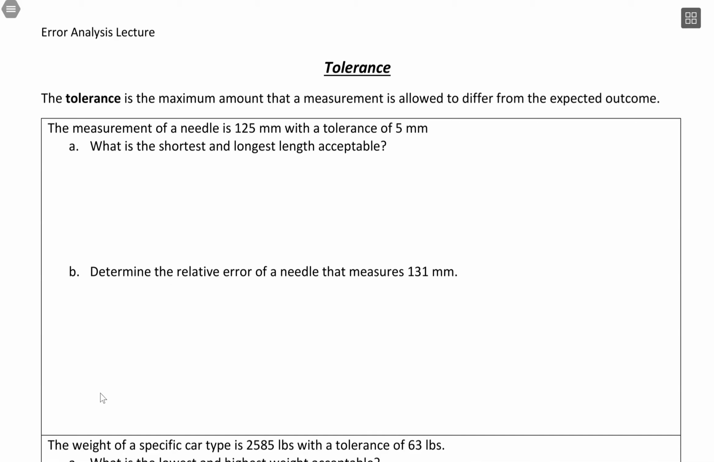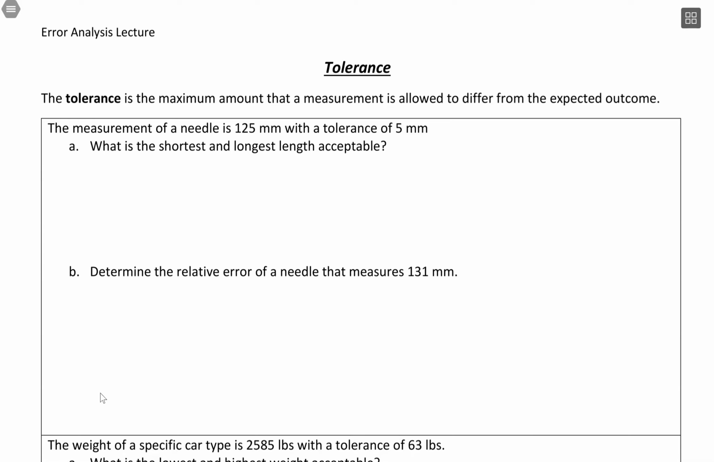So, tolerance describes a type of error that is allowed in terms of comparing a measurement to our expected outcome. An example would be that some machines are set to have a tolerance. Maybe a machine's working to build something that's supposed to weigh 3.2 ounces, but there might be some way of setting the tolerance so that it can differ by 0.1 ounce.